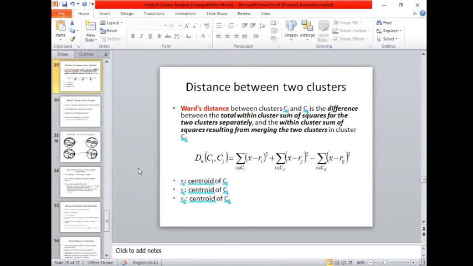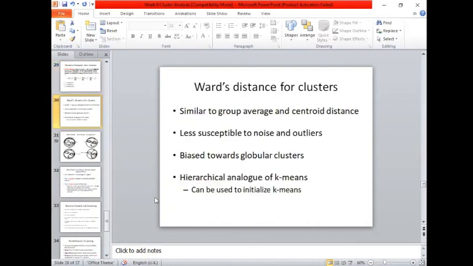The Ward distance, also between clusters I and J, is the difference between the total within-cluster sum of squares of the two clusters separately and the within-cluster sum of squares resulting from merging the two clusters I and J. So this will be the centroid based on the formula, where Ri is the centroid of cluster I, Rj is the centroid of cluster J, and Rij is the centroid of the merged cluster IJ. The Ward distance is similar to group average and centroid distance, less susceptible to noise and outliers, and also biased towards globular clusters. It is also the hierarchical analog of k-means, so it can be used to initialize k-means.